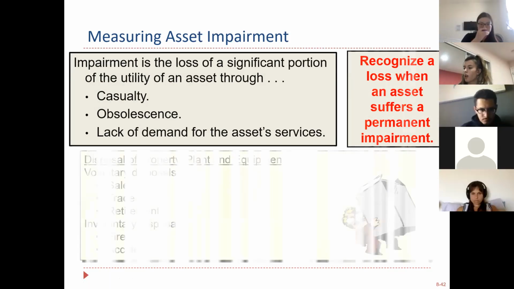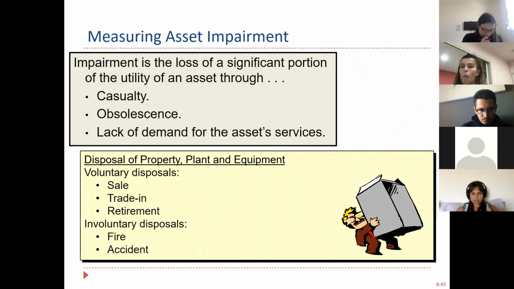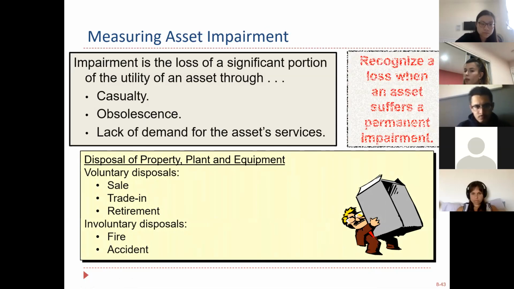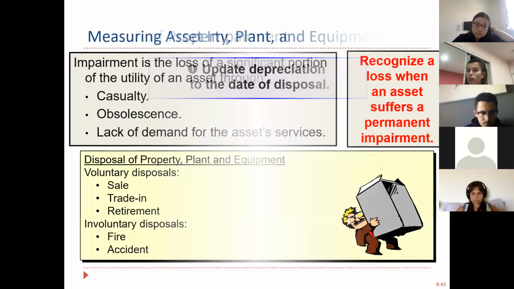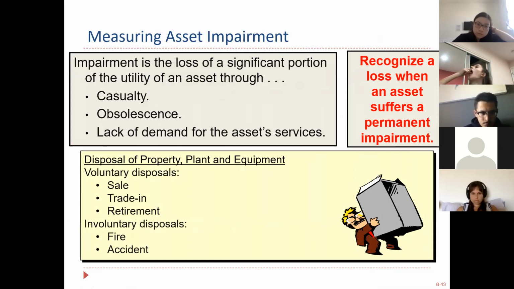Now, this is not a big part of the chapter, but here we go. We get rid of a machine for different reasons, maybe because it's impaired, maybe because someone will give us something for it, or we lose it through fires or accidents. You recognize the loss when you suffer a permanent impairment, okay? This gets into much more detail in your chapter than it does in this one simple slide.